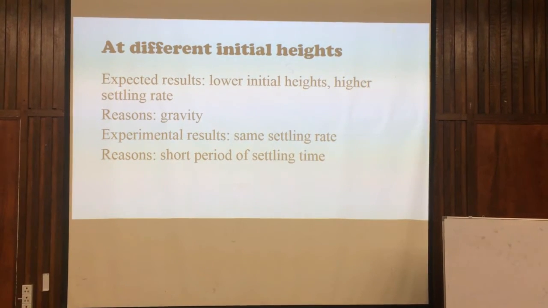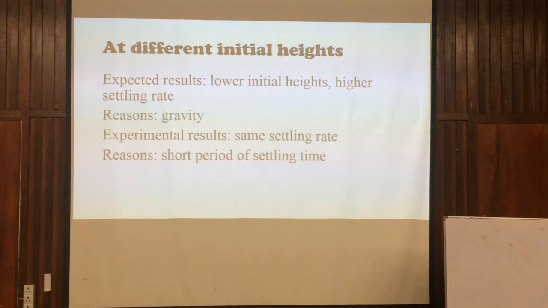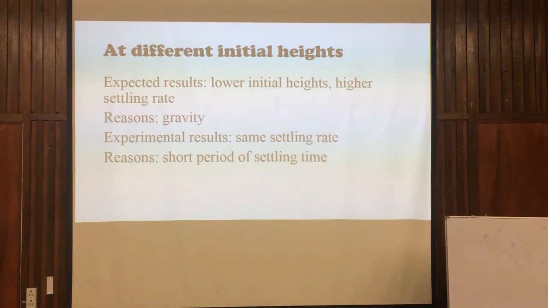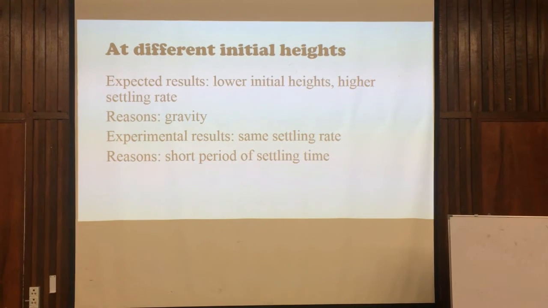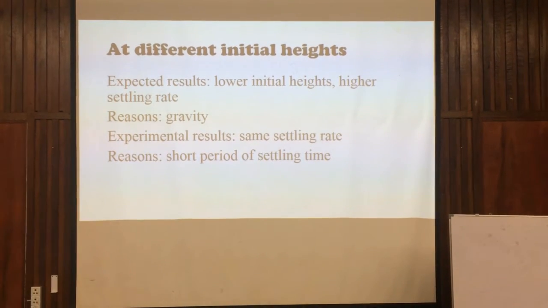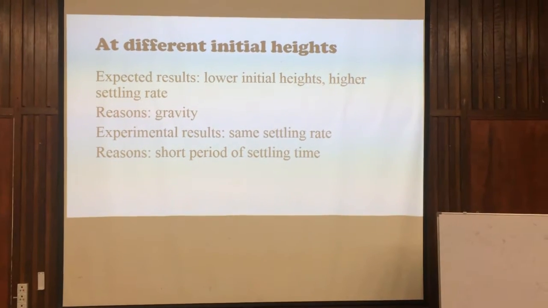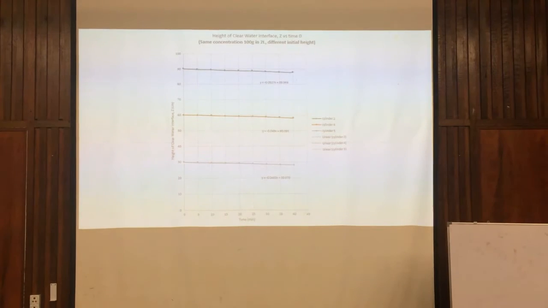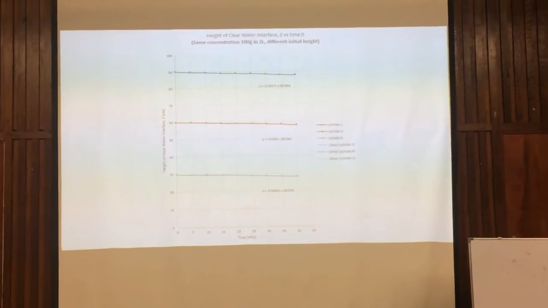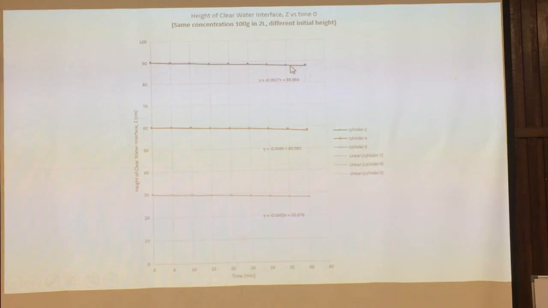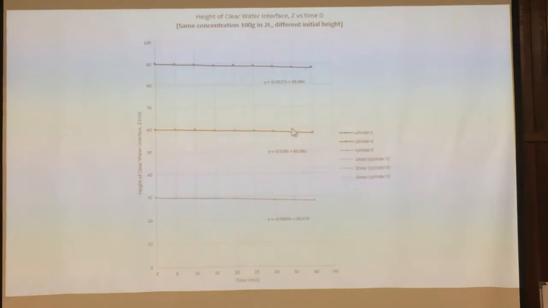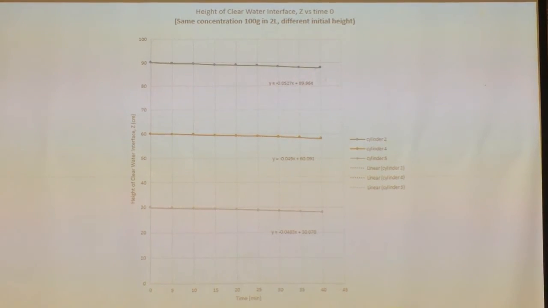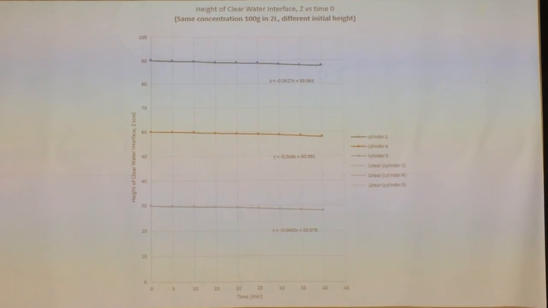Graphs are plotted based on the 3 cylinders. Theoretically, the lower the initial height, the higher the settling rate. This is due to gravitational force acting on it. However, from our experimental result, we get the same settling rate. We can see from our graph, the gradient of the 3 lines are almost the same. This may be due to the short period of settling during the experiment.